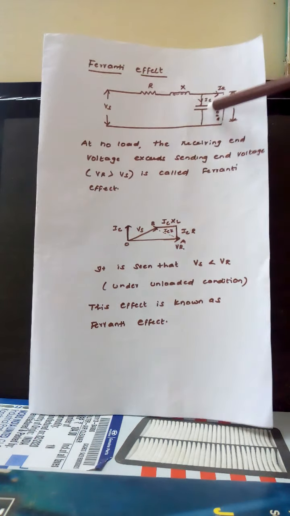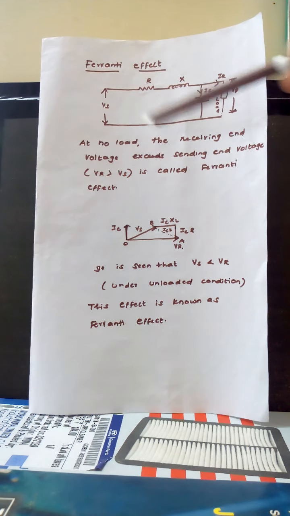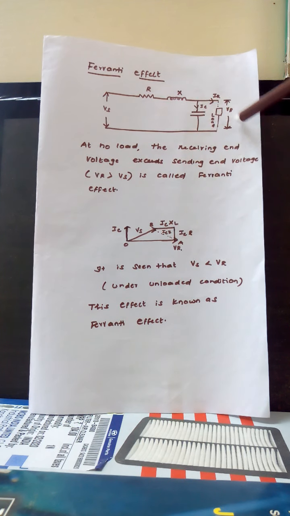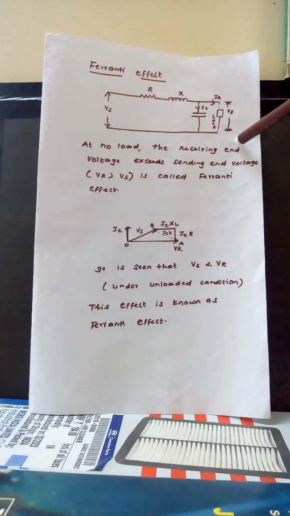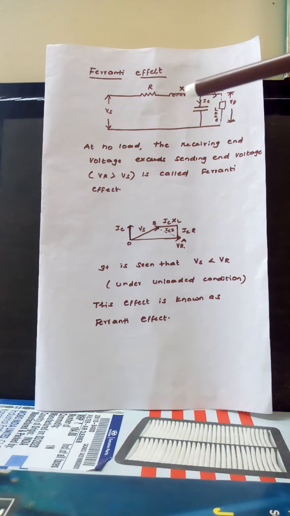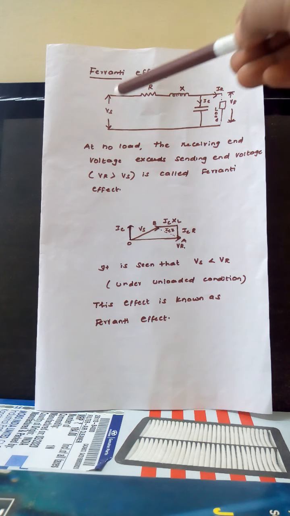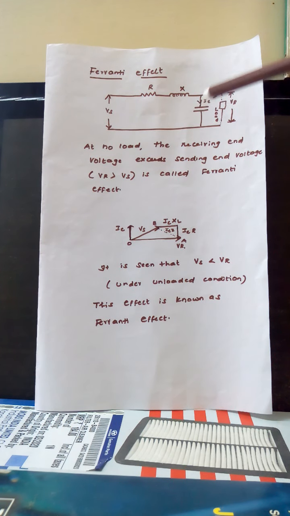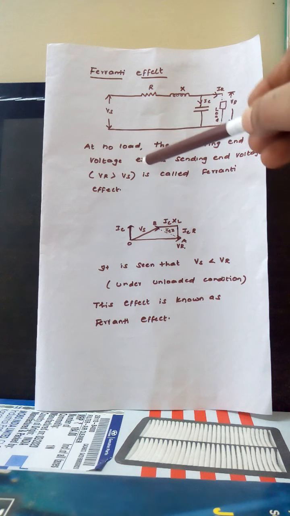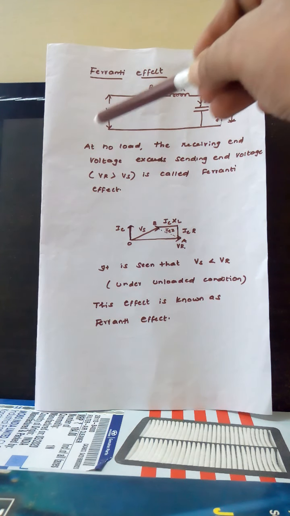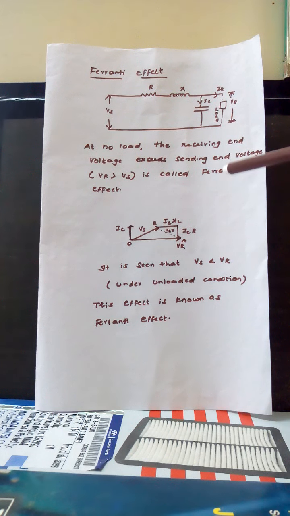Here we are considering Vs. Vs will have a higher potential and VR will have a lower potential. Whenever a potential difference exists, current flows from higher potential to lower potential. Because of the line losses in the transmission line, Vs will be greater than VR. But at light load or no load condition in a long transmission line, VR will be greater than Vs. That is nothing but the Ferranti effect. At no load, the receiving end voltage exceeds the sending end voltage.